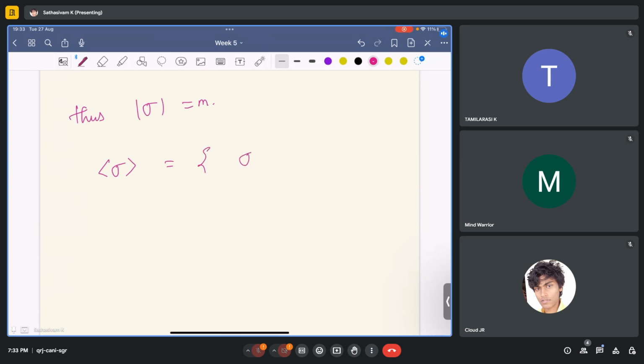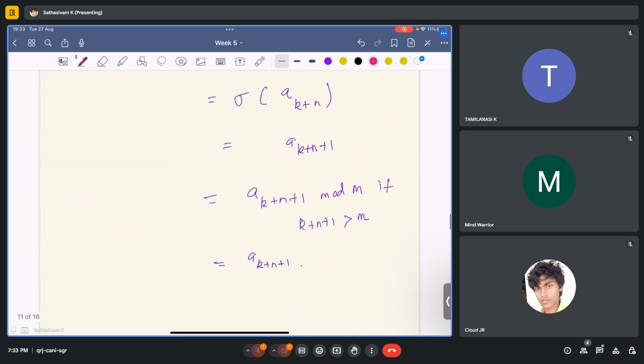This is nothing but identity, sigma, sigma square, etc. Basically sigma power m, right? Sigma power m is basically identity. So this group has order m. That is what it says. Okay, keep that in mind.